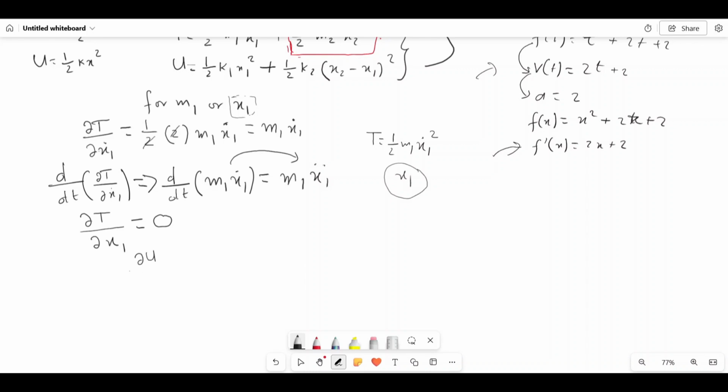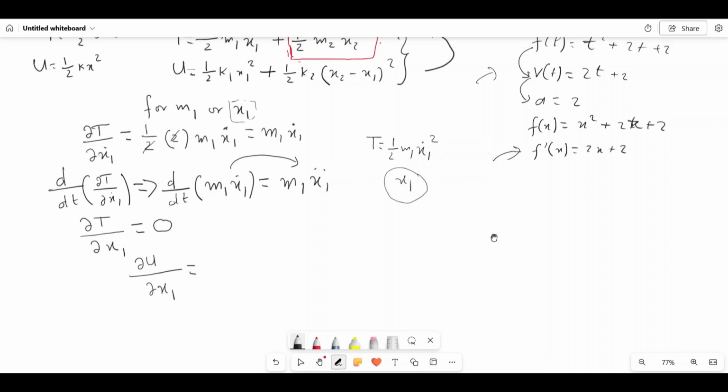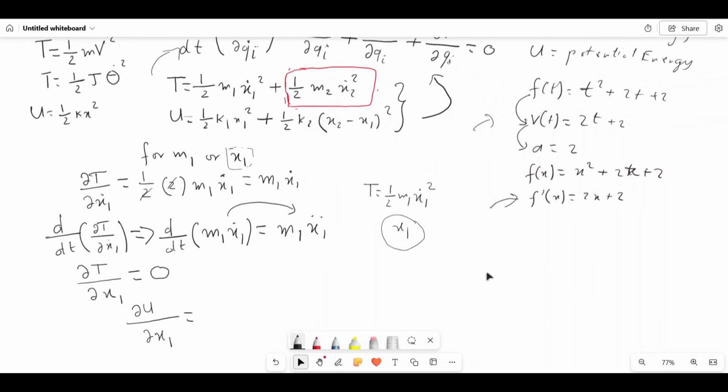Rho u, rho qi. The qi here is what? x1. So what do we do? We go to the expression of u here. We do the partial derivative where there is x1. But as we can see, if we look here, you will notice that here you do have x1. Here also you do have x1. So both expressions will be part of this differentiation.